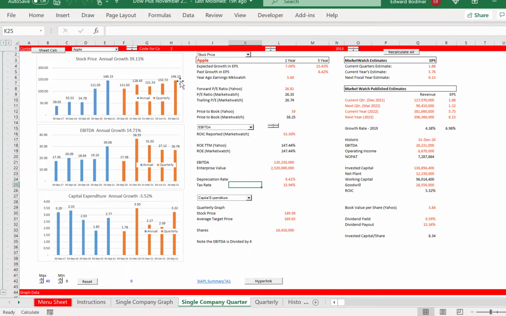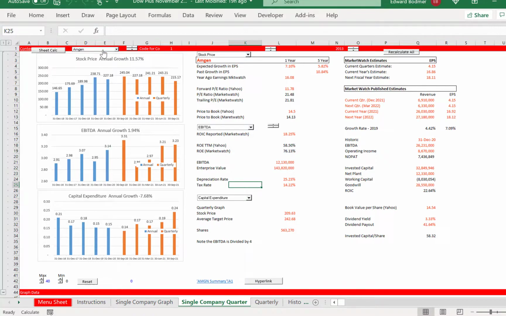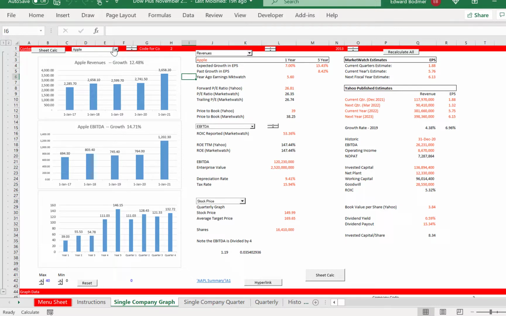The stock price skyrocketed by 39%, actually over the annual period. The EBITDA went up by 14%. The CapEx went down. And we're going to see a common kind of theme here. This one, the stock price is 11%, EBITDA 1.9%. And we can go back and forth. I think I'm just going to go through company by company.